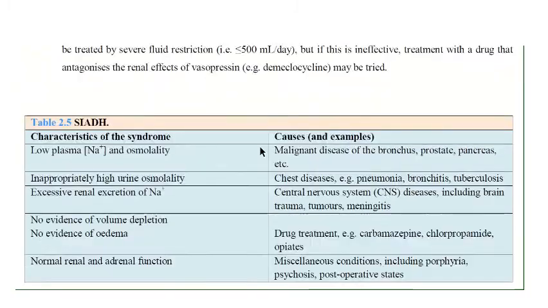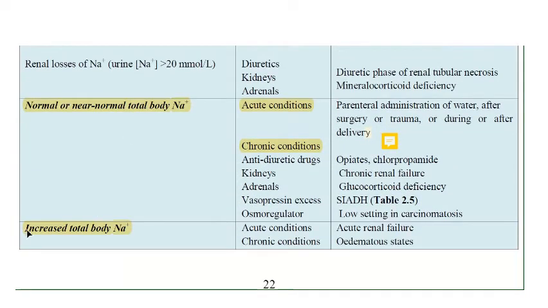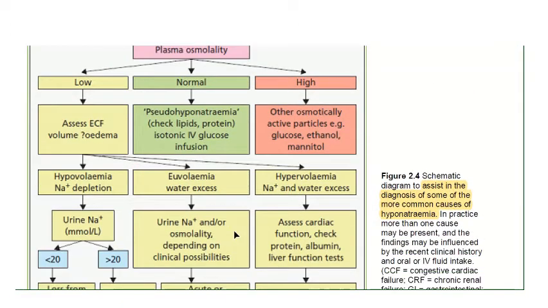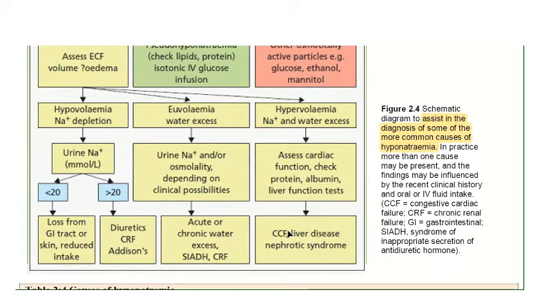وإذا نرجع أيضا للجدول اللي بيه causes of hyponatremia اللي تكلمنا عليه سابقا، فهنا القسم الثالث هو increased total body sodium، وهنا categories acute conditions مثلا acute renal failure و chronic conditions اللي هي edematous states. وأيضا بهذا المخطط اللي هو يساعد في diagnosis of some of more common causes of hyponatremia، هذا قسم الهايبرفوليميا sodium and water excess. هنا يقول assess cardiac function و check protein albumin و liver function test. وهنا احتمال الأسباب تشمل congestive cardiac failure, liver disease, nephrotic syndrome.